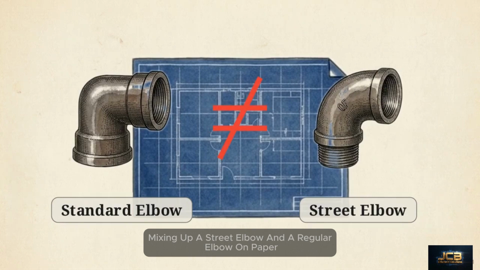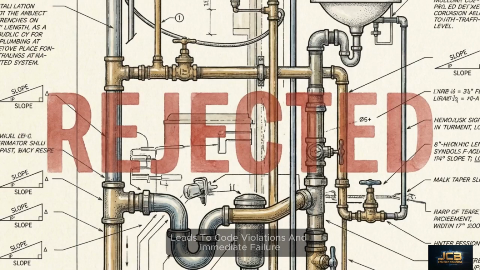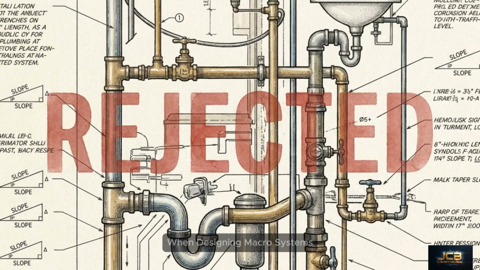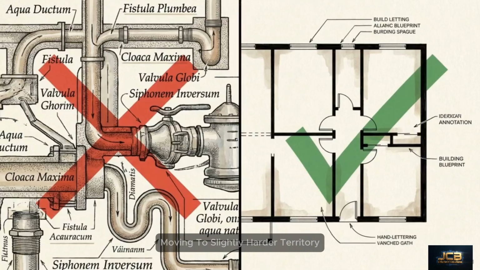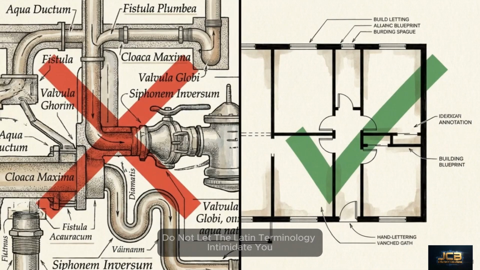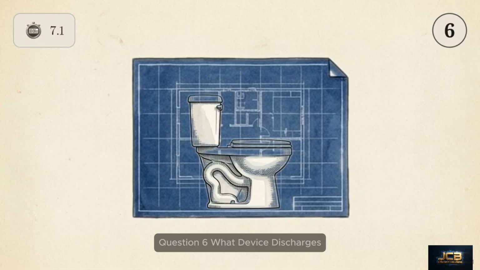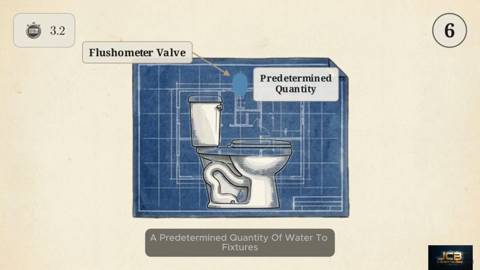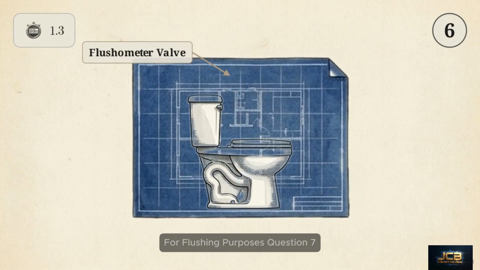Mixing up a street elbow and a regular elbow on paper leads to code violations and immediate failure when designing macro systems. Moving to slightly harder territory. Do not let the Latin terminology intimidate you. Question 6. What device discharges a predetermined quantity of water to fixtures for flushing purposes?